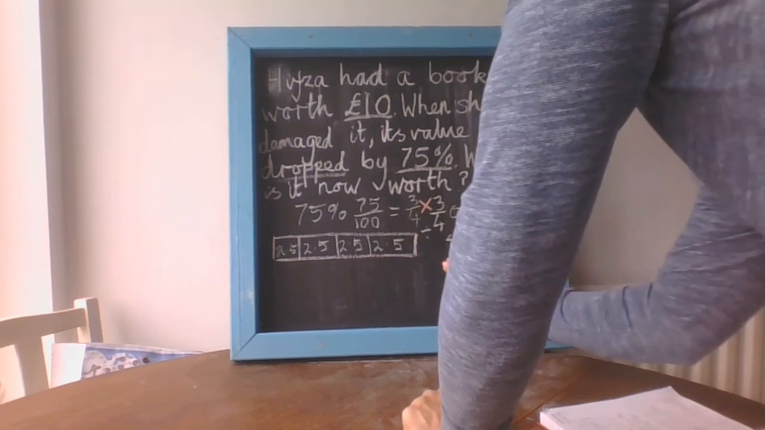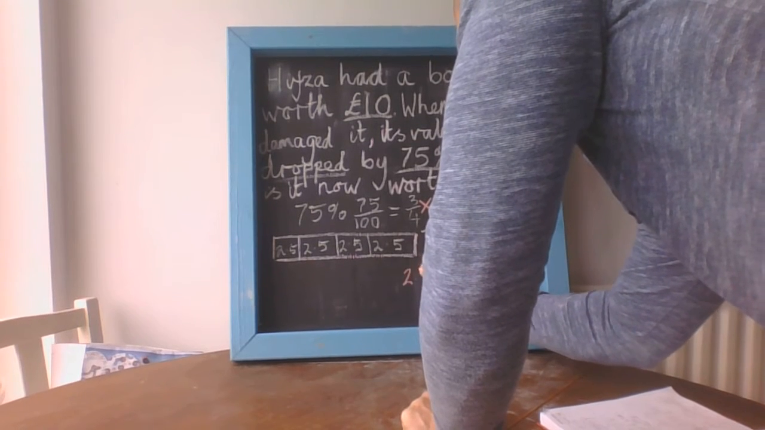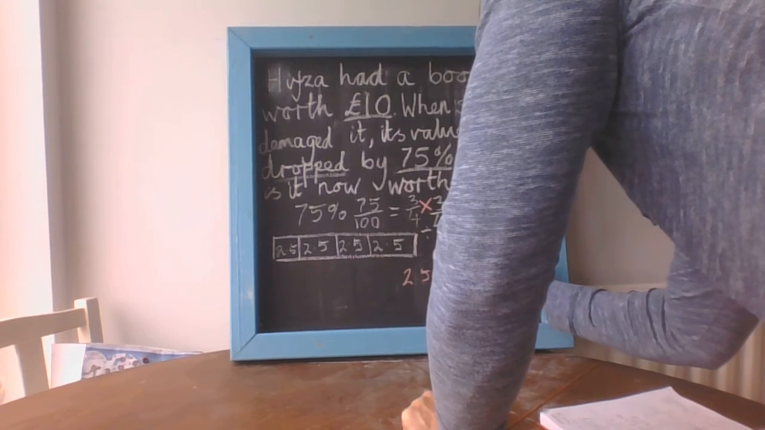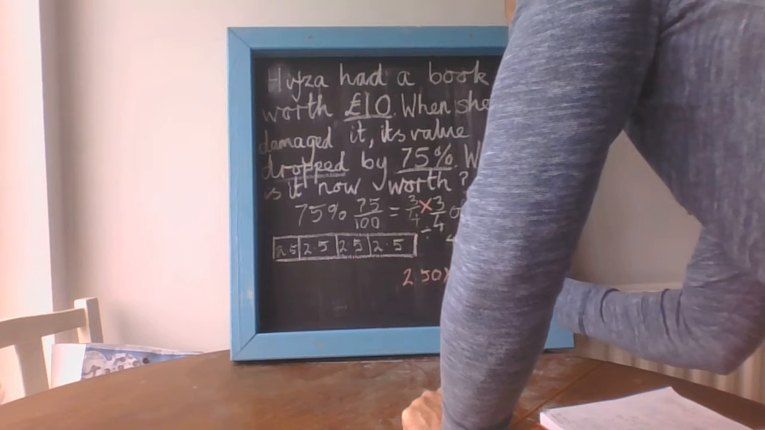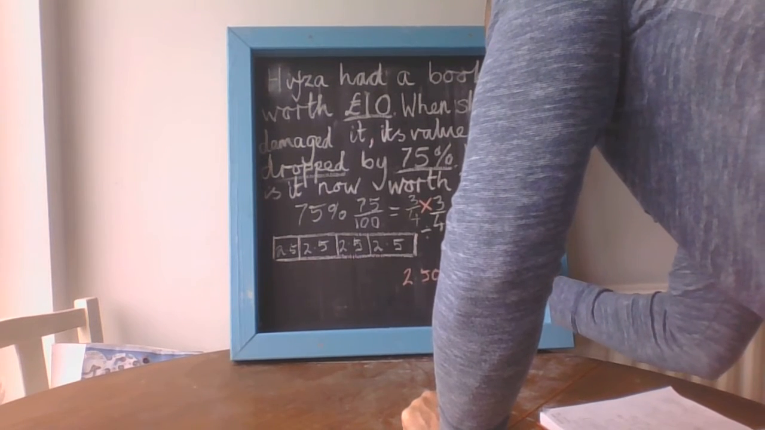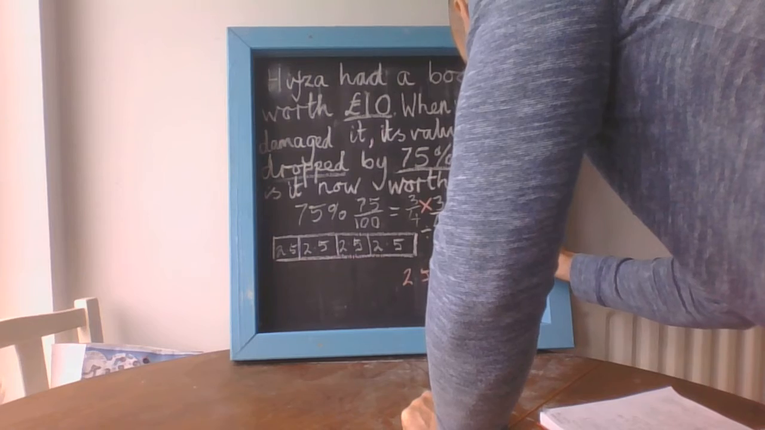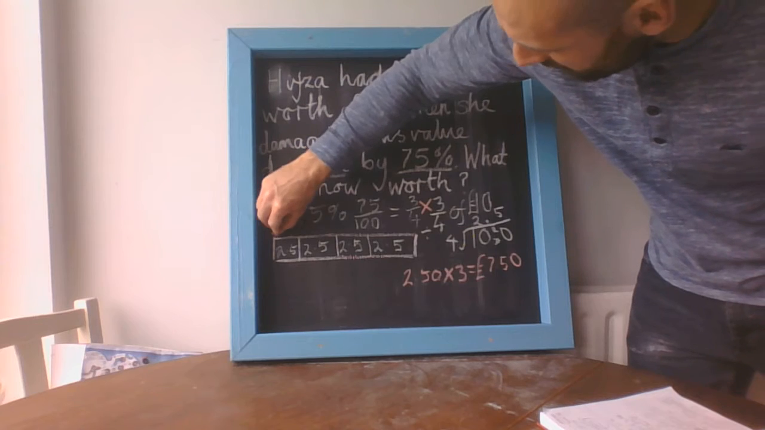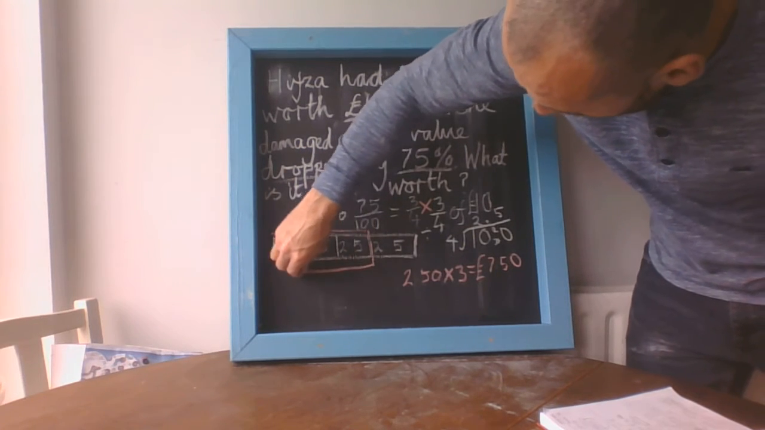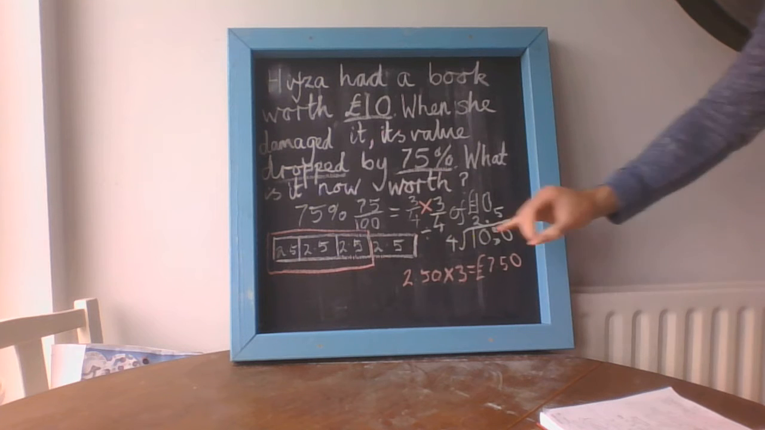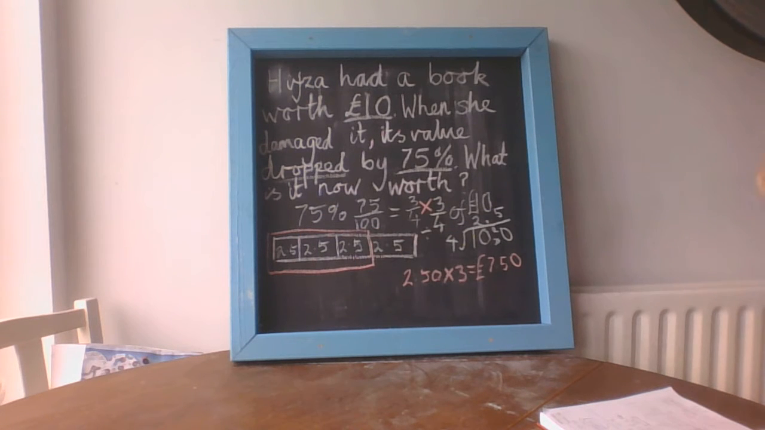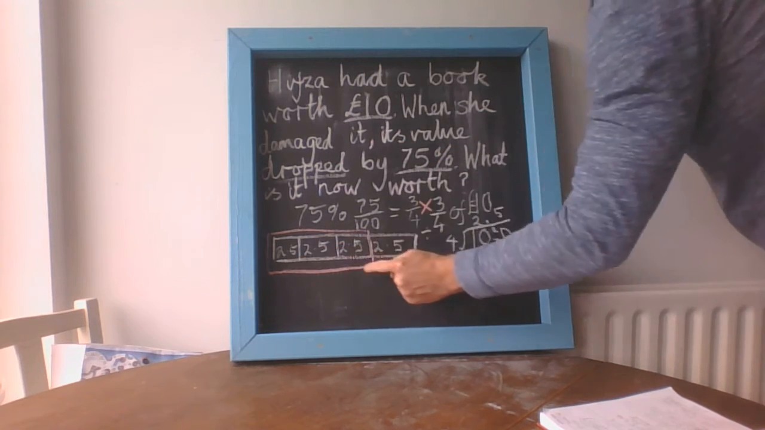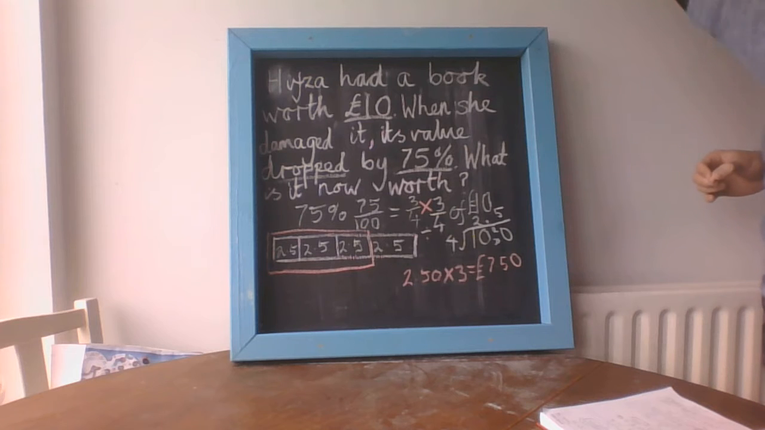So £2.50 times by 3 is £7.50. And there it is there, 3 of the 4 quarters is worth £7.50. That is not our answer though, because that is how much it has dropped by. It has dropped by 75% or 3/4.